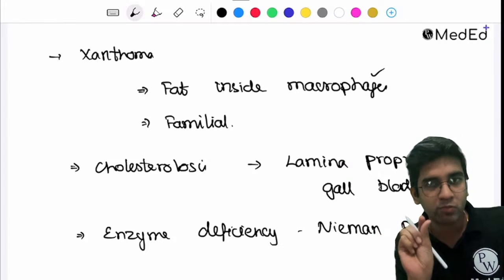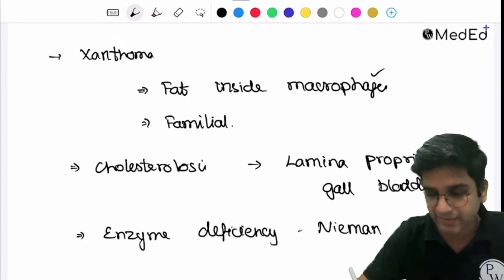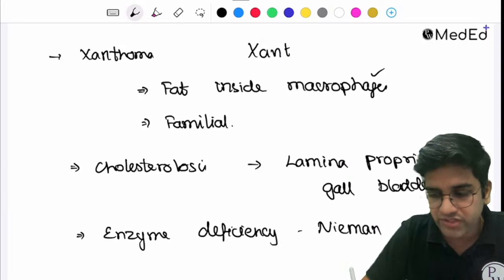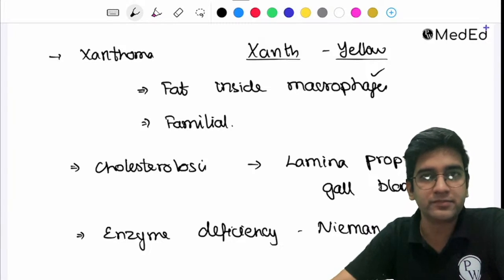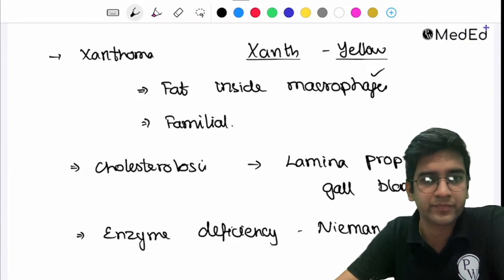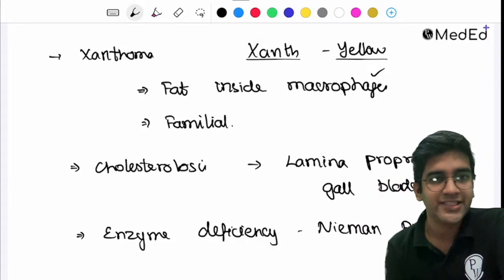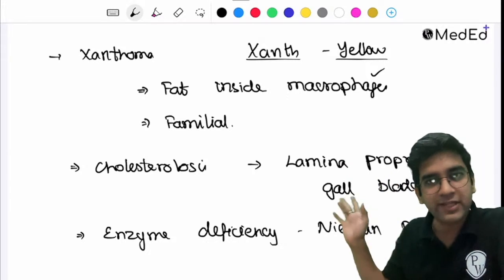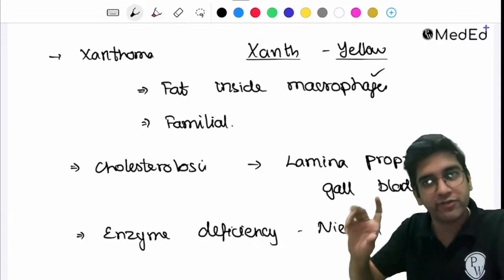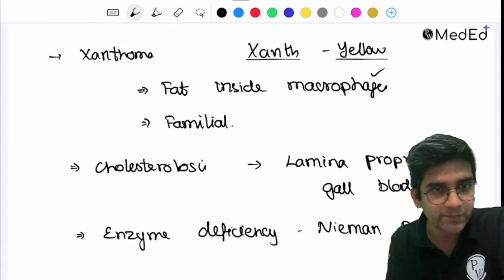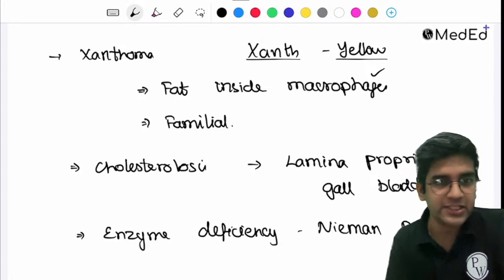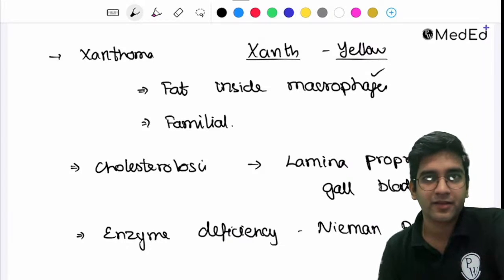Now I'm going to give you one more meaning. Whenever you see something as xanth, it's calling something yellow in color. What is the color of fat? Have you seen fat with the naked eye? How many of you have seen fat? Say yes if you have seen fat. Not in microscopy. I want your life. We'll relate life and medicine. None of you have seen fat? You must have seen fat.